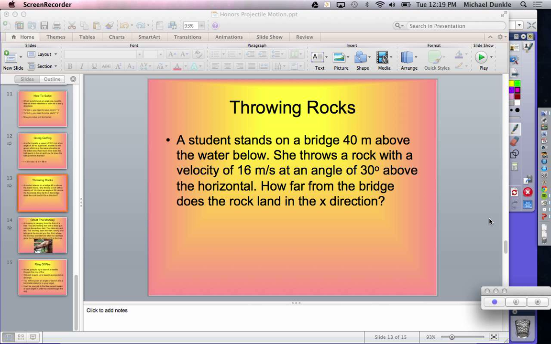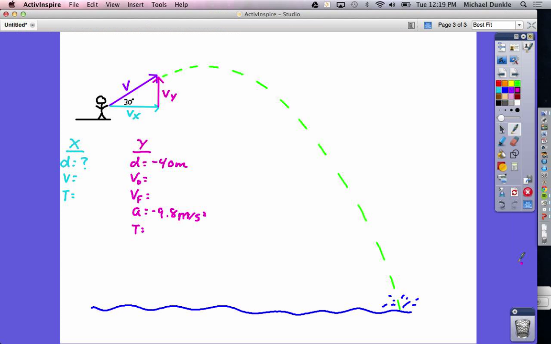In this problem, a student is standing on a bridge 40 meters above the water. She's going to throw a rock with a velocity of 16 meters per second at an angle of 30 degrees above the horizontal. We're going to find how far the rock goes in the x direction before landing in the water. So first things first, we wanted to draw our picture.